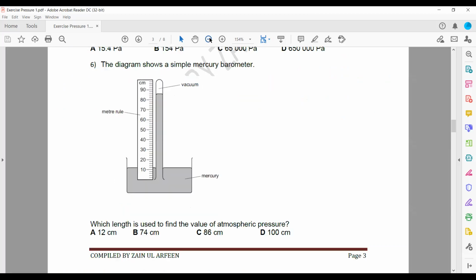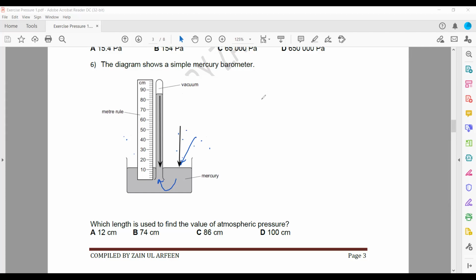The next one, the diagram shows a simple mercury barometer. So this is a barometer which you can see. This is a mercury barometer. What is the length used to find the atmospheric pressure? Basically what happened is, the air particles are exerting force on the mercury, which forces the mercury to rise. And once the mercury stops rising, it means the pressure exerted by the mercury is equal to the pressure exerted by the atmosphere. So how can we calculate the pressure exerted by the mercury?